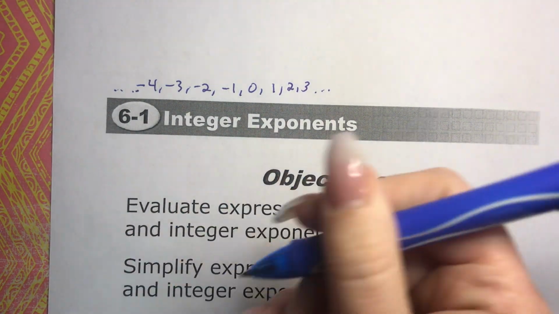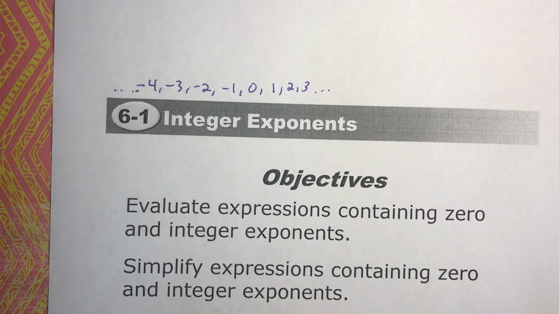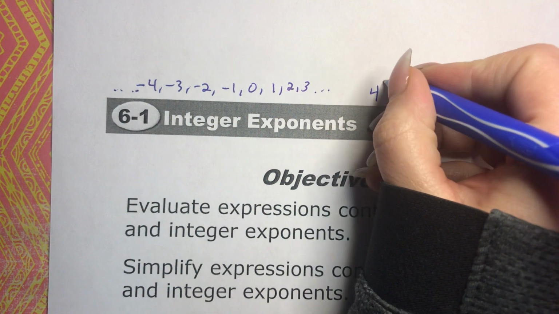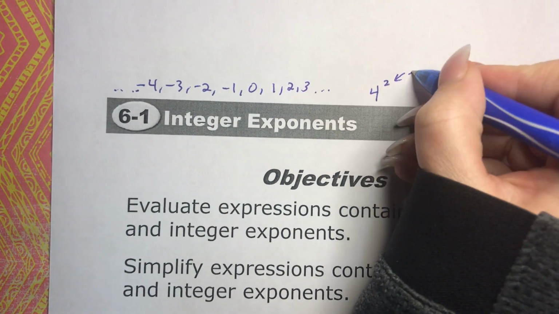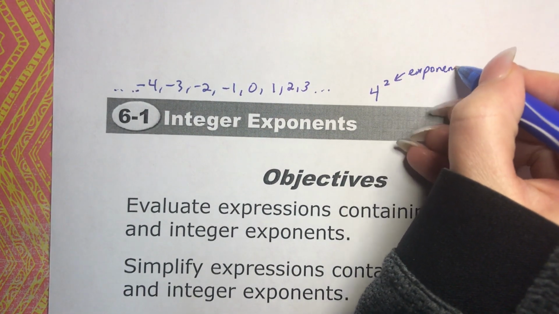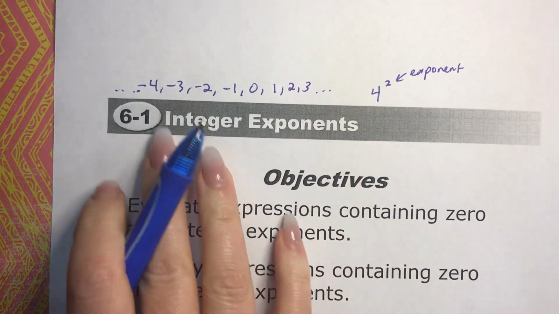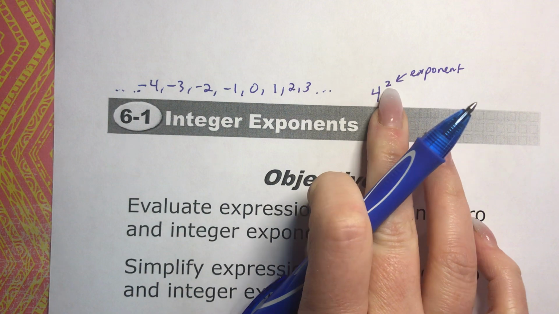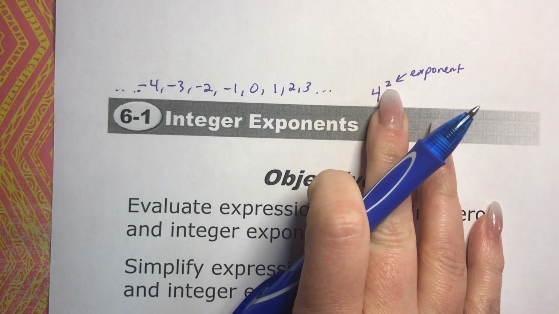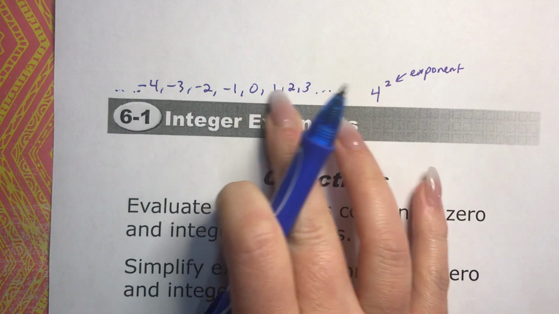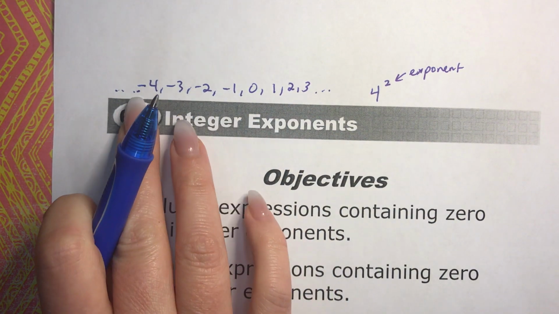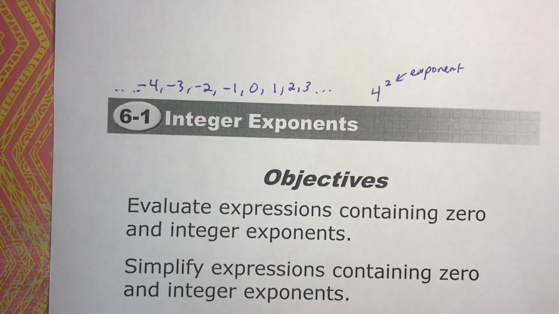So remember what an exponent is. That's something where you have, like 4 squared. That little number up there, that's called the exponent. So this is about having integers in the exponents. So having positive numbers in the exponents, which is probably what we're used to, having 0 in the exponent, and also having negative numbers in the exponent.